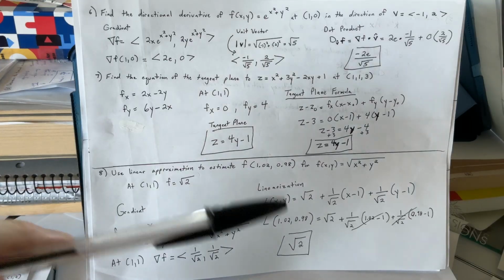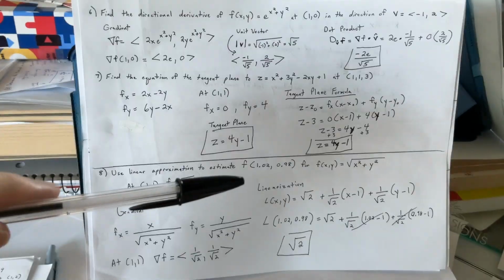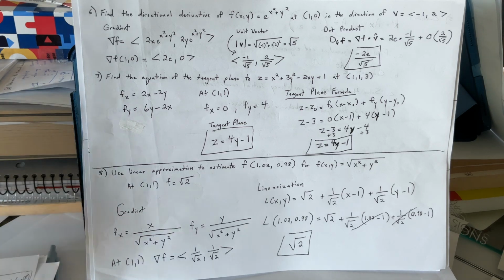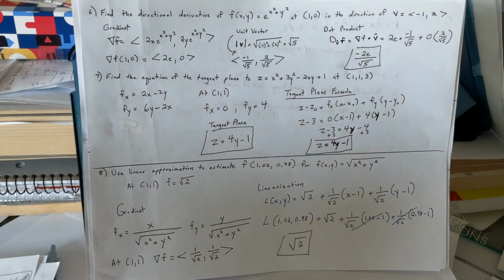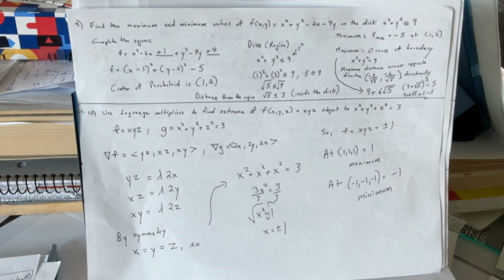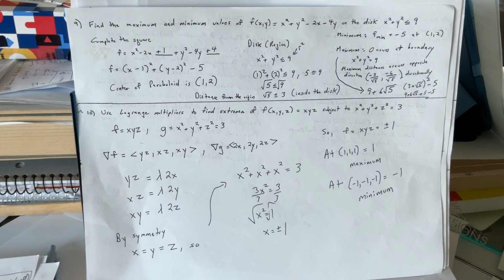And what you're going to do, at the very end, once you have this linearization, is plug in 1.02 for your x value, 0.98 for your y value. This cleans up really well, and you're going to wind up with root 2. Okay, so that's all for number 8. So we're making good time. Going fast because you could always pause the video, and these are the more straightforward ones.